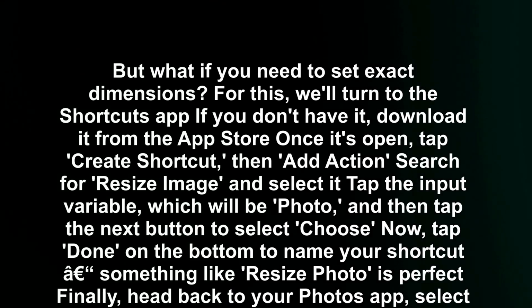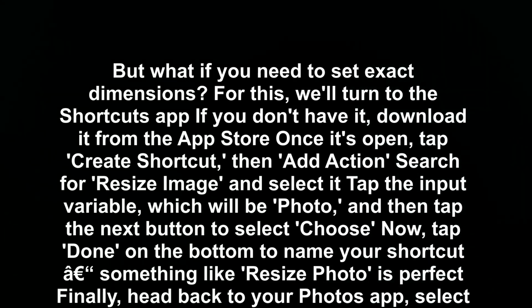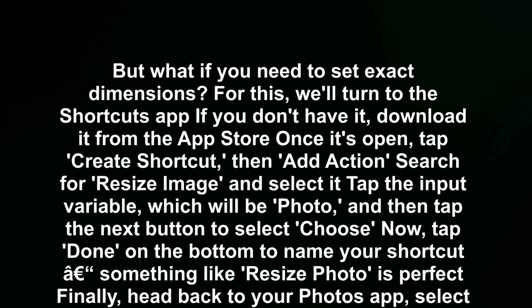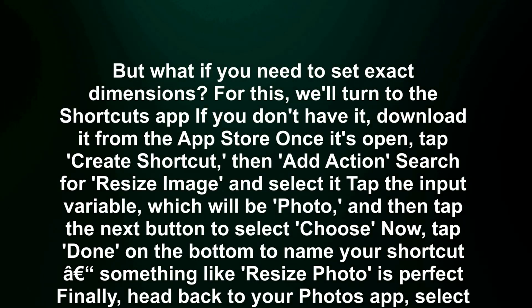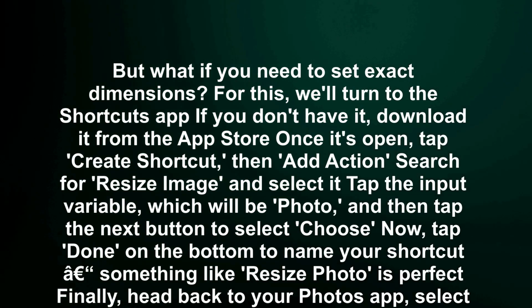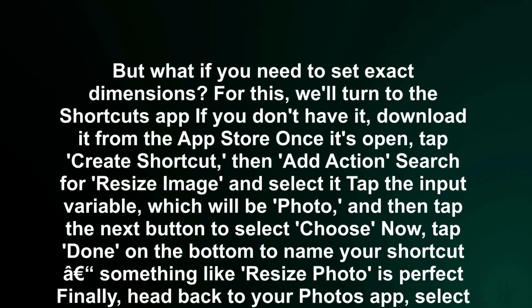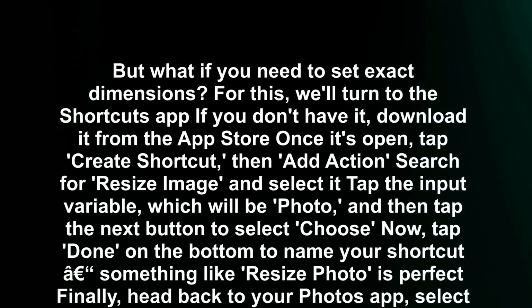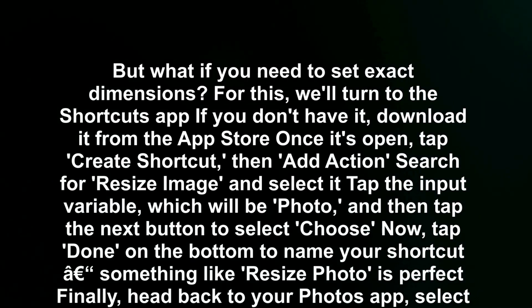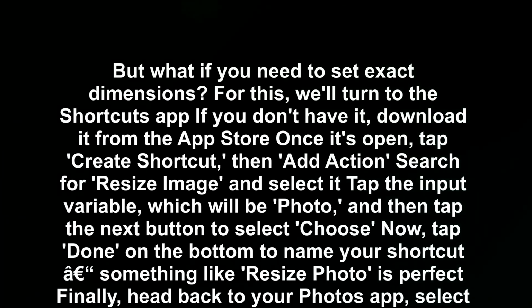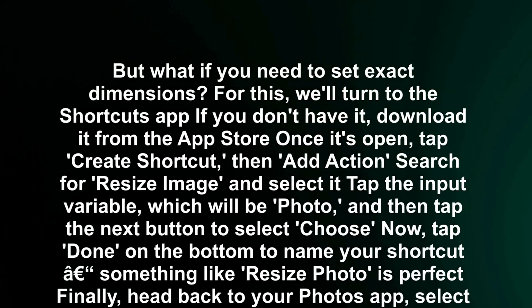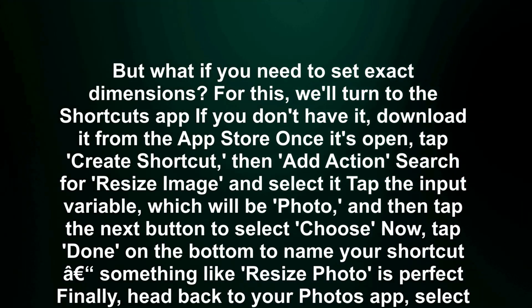But what if you need to set exact dimensions? For this, we'll turn to the Shortcuts app. If you don't have it, download it from the App Store. Once it's open, tap Create Shortcut, then Add Action, search for Resize Image and select it. Tap the input variable, which will be Photo, and then tap the next button to select Choose Now. Tap Done on the bottom to name your shortcut. Something like Resize Photo is perfect.